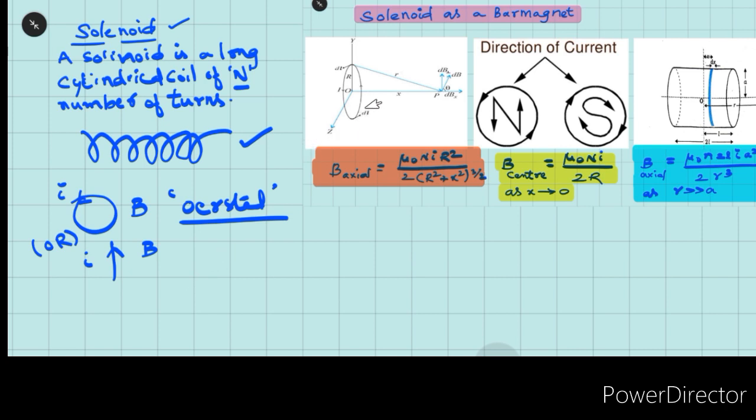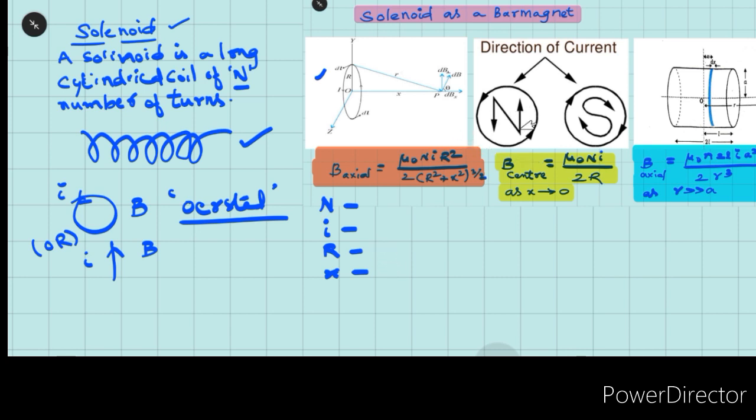We know that for a circular current carrying coil, on the axial line the magnetic field is given by B is equal to mu naught N I R square divided by 2 into (R square plus X square) whole to the power of 3 by 2. Here N is the number of turns and I is the current in the coil. Capital R is its radius and X is the distance of the point P from the center on the axial line.